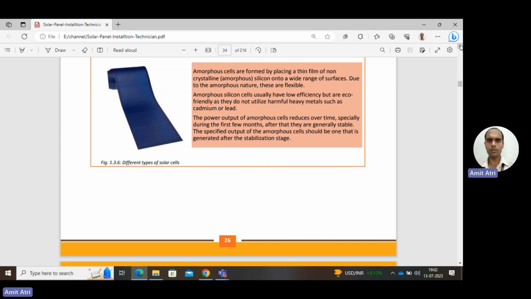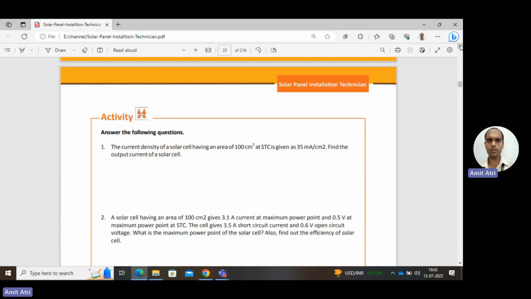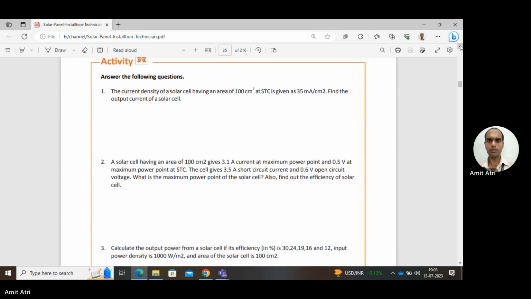After the efficiency becomes stable, that stable efficiency is considered its normal efficiency. The initial high efficiency we don't consider as its normal efficiency. Efficiency will be considered after the reduction has taken place and a stable range is reached. Some of the questions here are similar, formula based. Then I shall stop here.